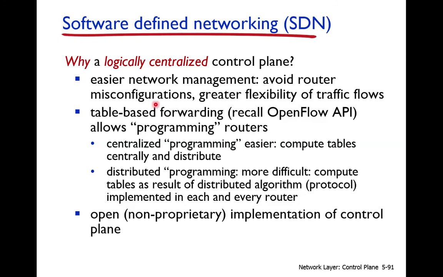It avoids router misconfiguration. Why? Because, as I told you, in the per router architecture the control plane is present in each and every router. So if there are 10,000 routers and one wants to change the configuration of the control plane, one has to change it on each and every router, so there are chances of error. But in SDN, we have to change the control plane configuration only at a centralized, single point. So the chances of error are much less. And it provides greater flexibility of traffic flows.